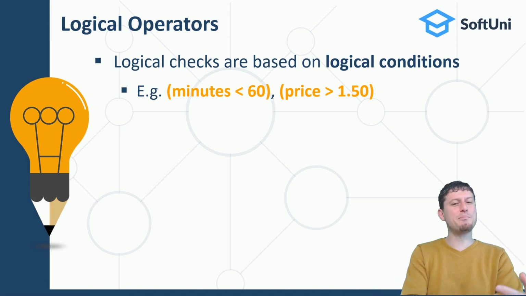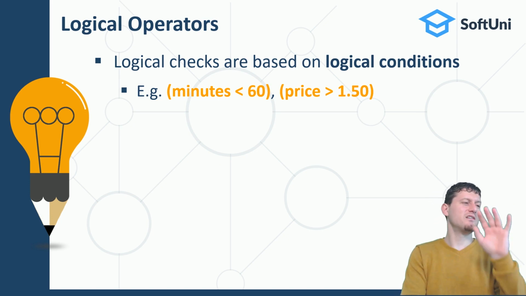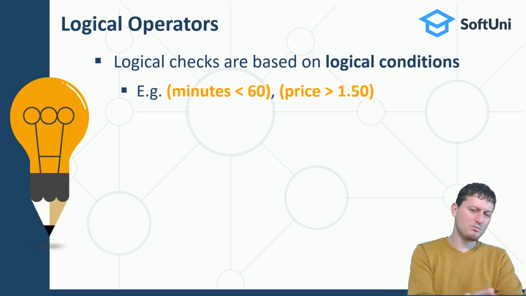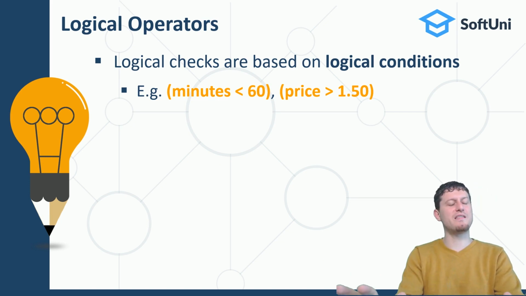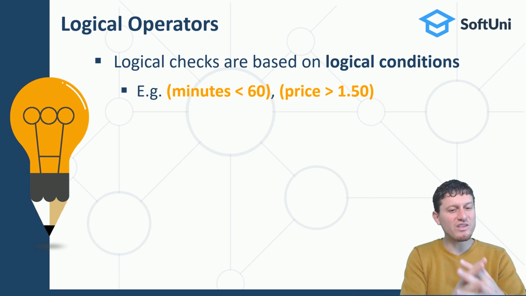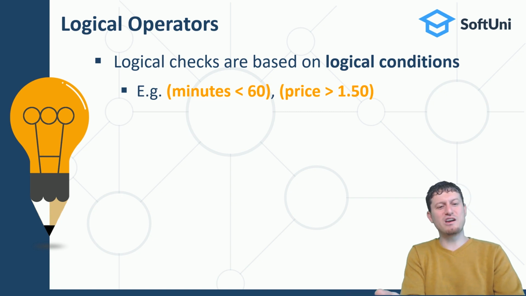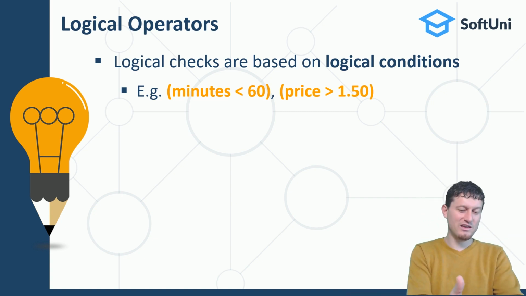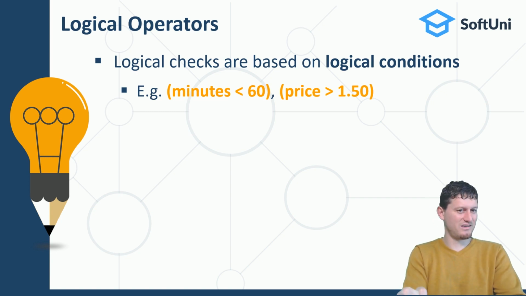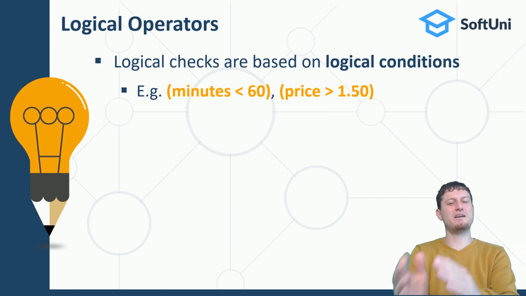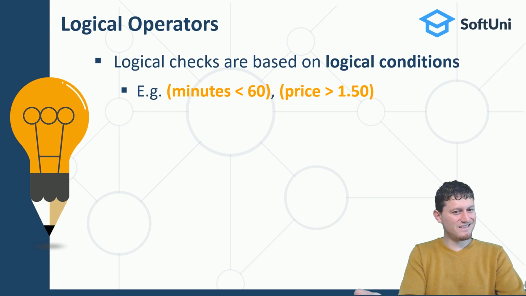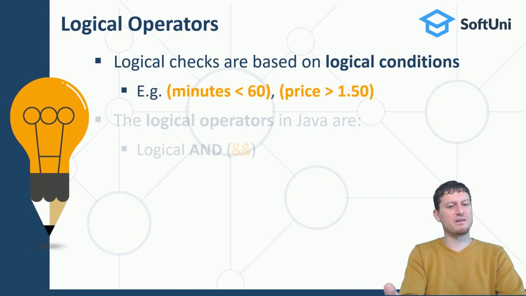But this is a simple logical condition. Just value, comparison operator, another value. But what will happen if you want to check several conditions at the same time? Check whether the minutes are less than 60, and at the same time, the price is bigger than 150. Or if the first is bigger than the second, and at the same time, the first is bigger than the third. This is an example of more complex logical operators.